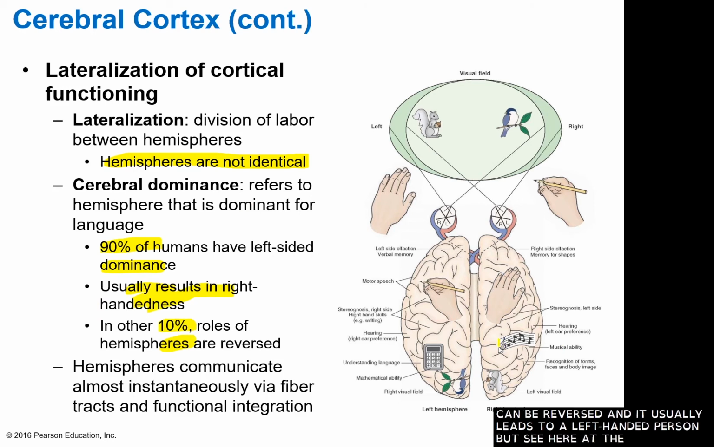But here are things like musical ability, some understanding of language, mathematical ability, writing, motor speech. There's a separation of things in the brain, but there is still communication back and forth here. And that communication is what we're going to start talking about when we talk about these cerebral hemispheres and this difference in the white and gray matter. So this little connection between the left and right side is called the corpus callosum.